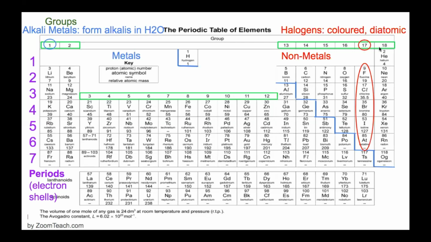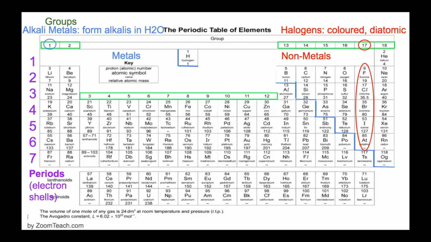Over in group 17, over here in red, these are known as the halogens, right? For now, there are several properties of halogens, but we just mentioned 2 of them at the moment. So all of these are halogens, right? And we'll say that they are colored elements and diatomic molecules. So what do we mean by diatomic molecules? We're saying that each of these molecules exist as molecules containing 2 atoms only.